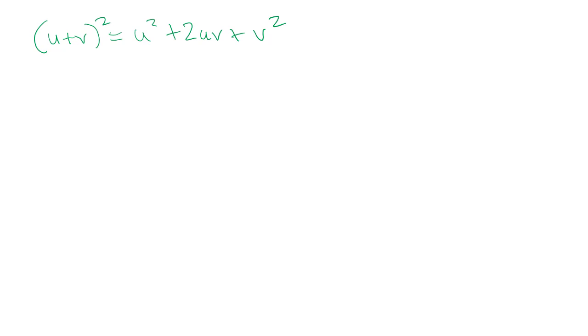That's if you did u plus v times another u plus v. And if it was u minus v, the only real difference is this would be a minus here in front of the 2uv. Other than that, everything's the same. So it's based off of this general concept.